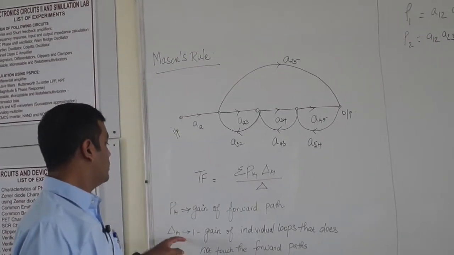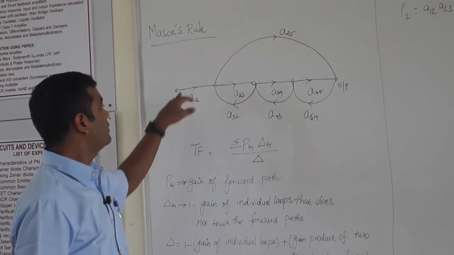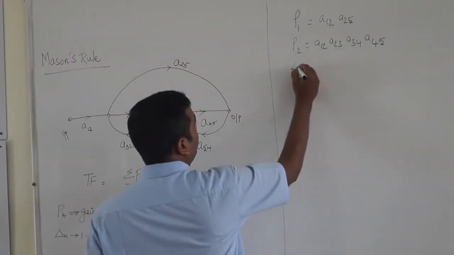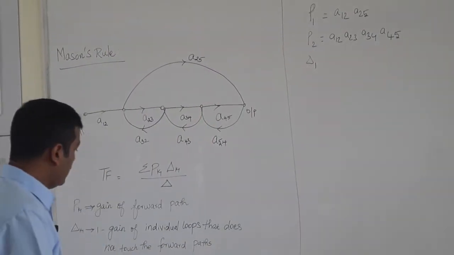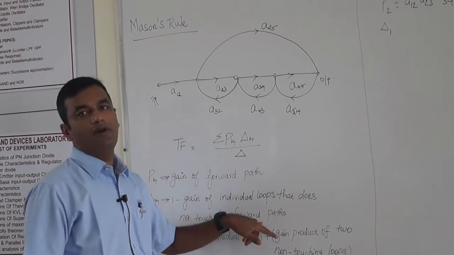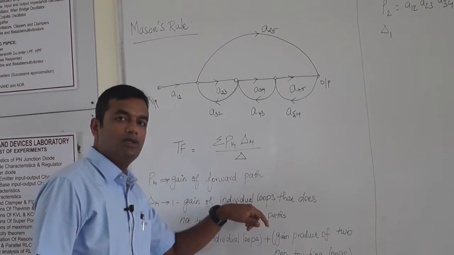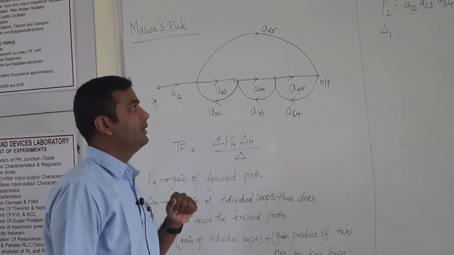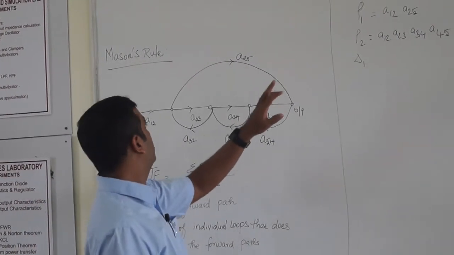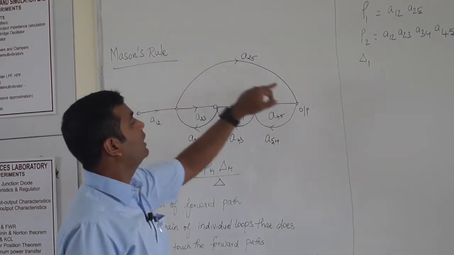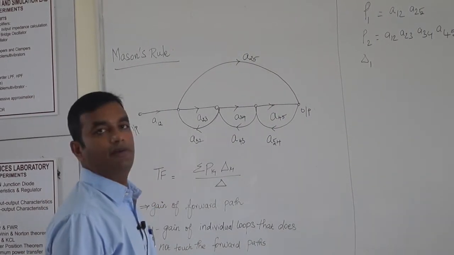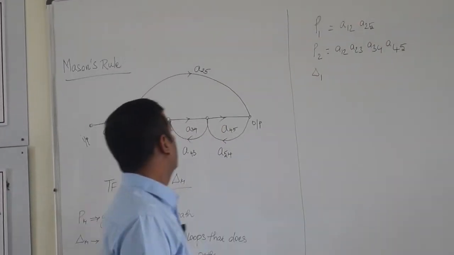Now let's move on to the next one, del k. So because we have 2 forward paths, we will have 2 values of del here. So first let's find out del 1. What is del k? 1 minus gain of the individual loop that does not touch the forward path. So let us look at an individual loop that does not touch forward path 1. What is the forward path 1? A12, A25. Is there any loop which does not touch the forward path 1, A12, A25? How many loops do we have?